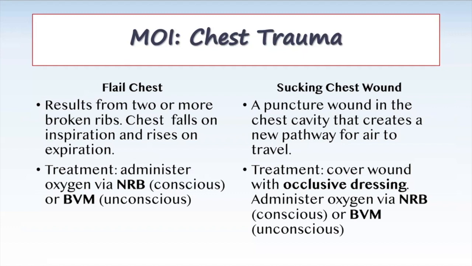Chest trauma can cause difficulty breathing. One such injury is flail chest, which is due to blunt force trauma that breaks the ribs. The patient's chest will fall on inspiration and rise on expiration, which is the opposite of normal. For a patient with flail chest, consider their mental status. If they're conscious, then administer oxygen with the NRB. If the patient is unconscious, then administer oxygen with the BVM. Here's a diagram of flail chest.